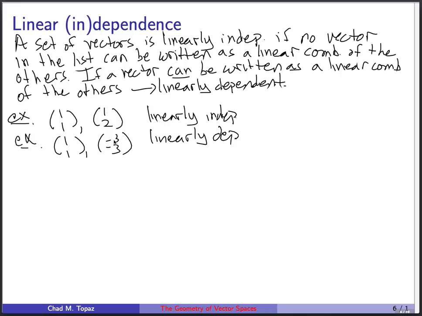And if any vector is linearly dependent on the others, then the others are linearly dependent on the one. It always goes both ways, right? I could start with the vector -3, 3, say I multiply it by -1/3, and I get this vector.